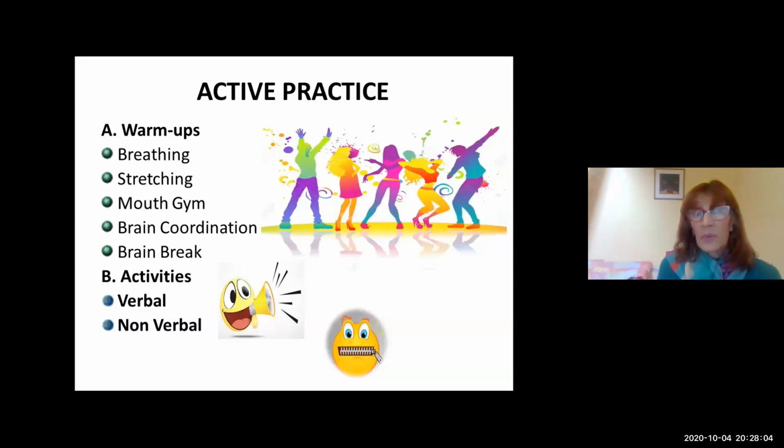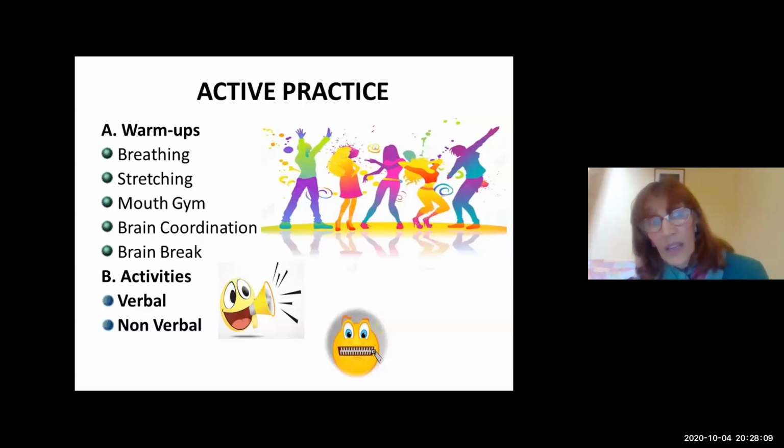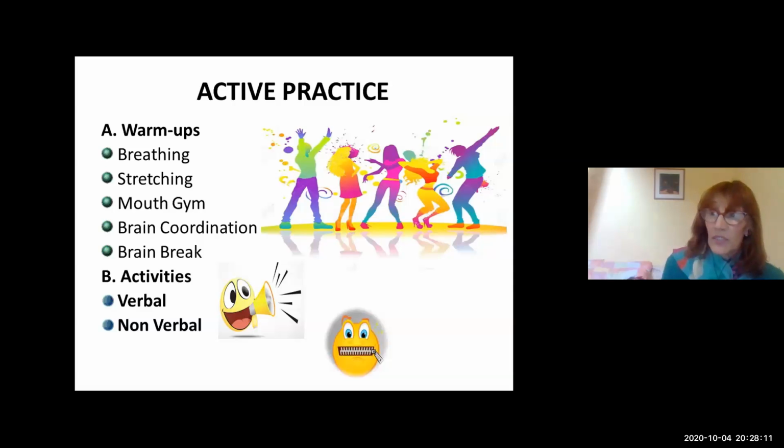We may have breathing exercises, physical stretching, mouth gyms for our articulators, brain coordination for mental processes, and brain breaks to get more energy. The activities may be verbal, in which listening and speaking are practiced, and at the same time, the conversation devices should be taken into account. This is another aspect that is not fully developed when we are teaching production and reception.